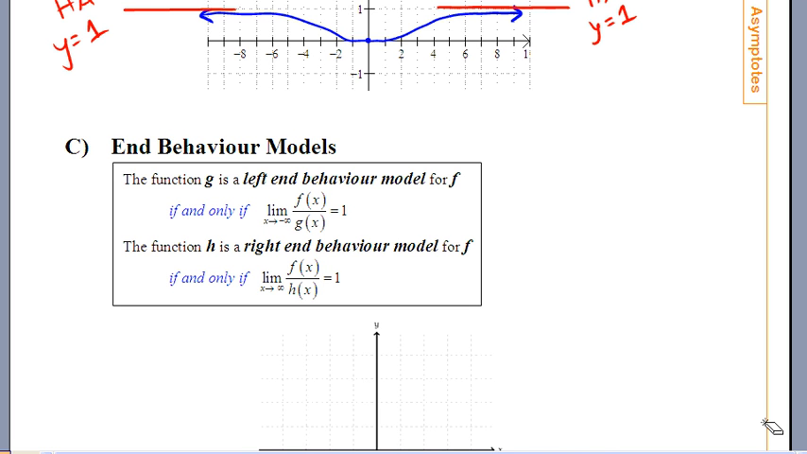It says, okay, the function g is a left end behavior model for f. It's going to describe what happens on the left side, if and only if, definitions always have that little English phrase in there, if and only if, this limit heads towards 1.